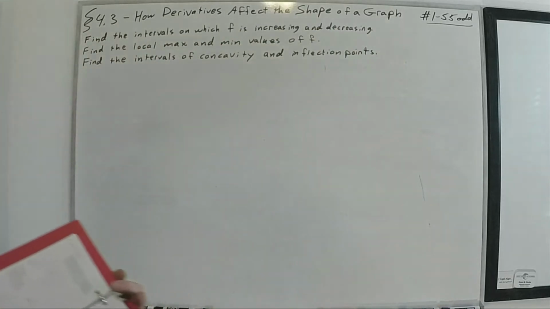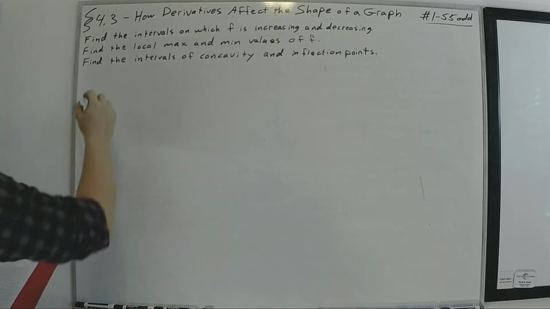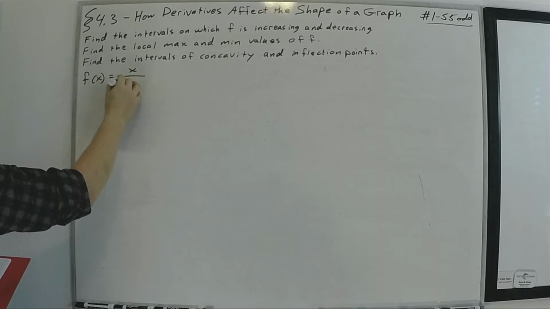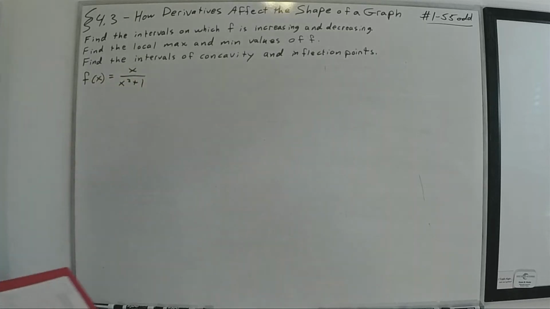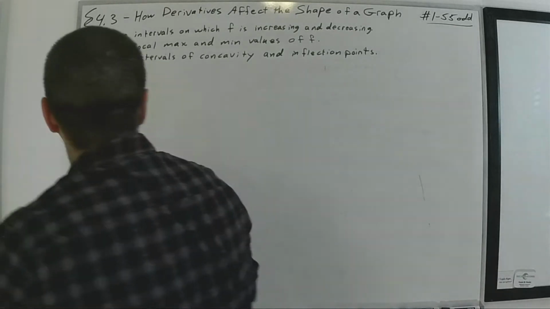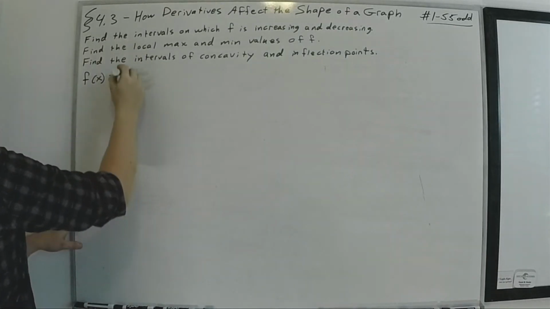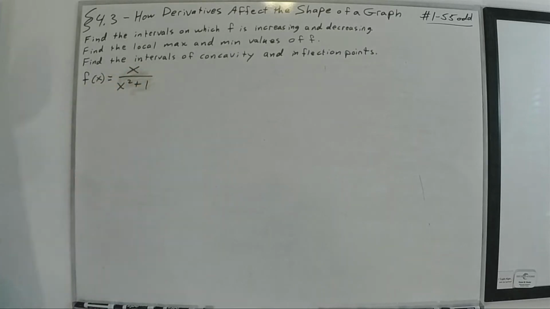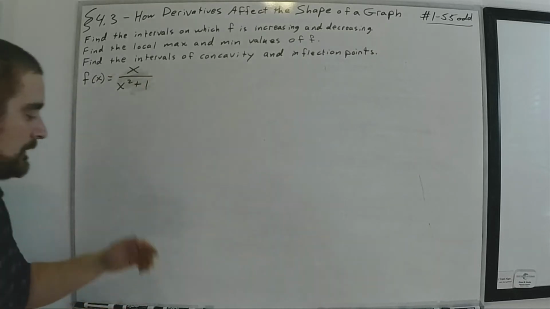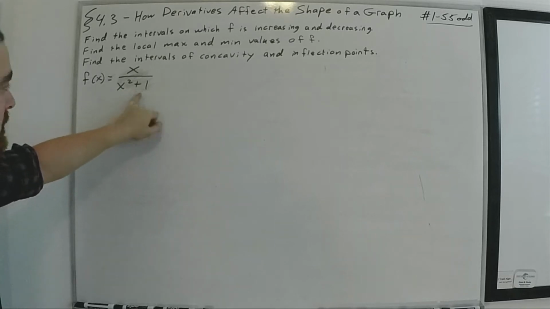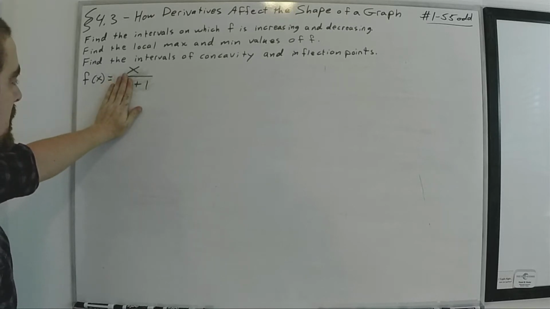And we'll steal a function: f of x equals x over x squared plus 1. Hopefully that's not too small. There we go. Now we can see that square a little better. So we've got a rational function. The nice thing about this rational function specifically is the denominator is never 0. You've got that nice plus 1 there to save you. If x is 0, you still have a positive denominator.